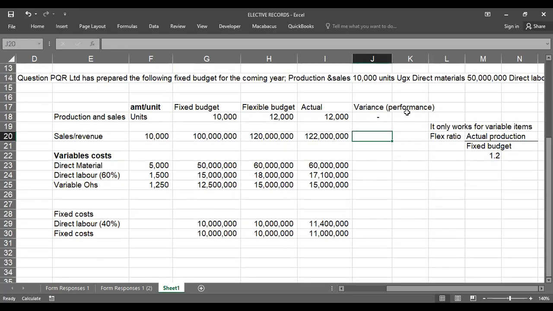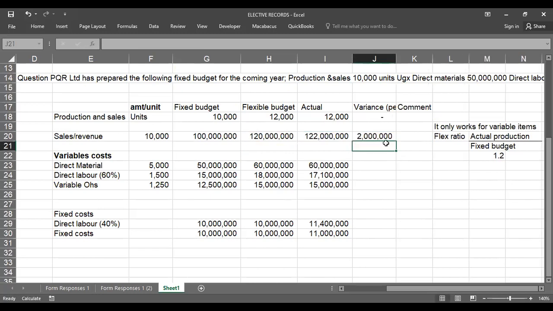After all, we're going to have the comment section. If you have the comment section, then why should you have negative variances? The comment will tell us whether this is negative or positive, a good thing or a bad thing. So for sales, we say the big one is actual minus the small one, which is the budget of 120,2000, and we're saying this is favorable.